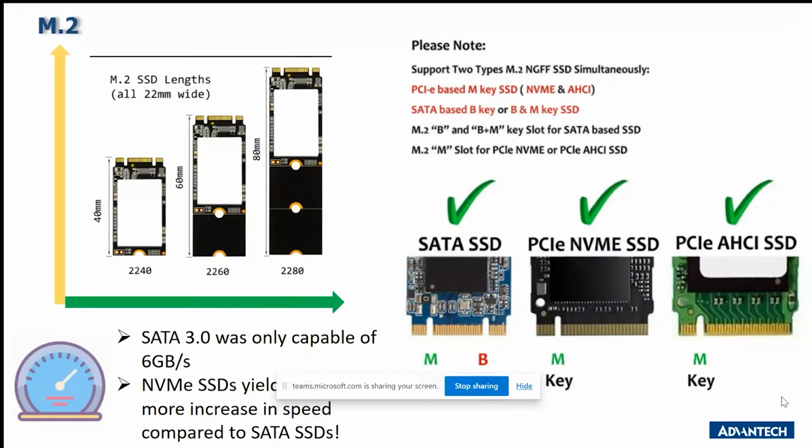Another type is the SATA bus. This is a traditional interface with a theoretical limit of 6 gigabits per second. In fact, there are many different types of interface. N key only is PCIe, or as we know it, NVMe. Another interface is B plus M key, which refers to the SATA interface. You can see the difference from the slide here.